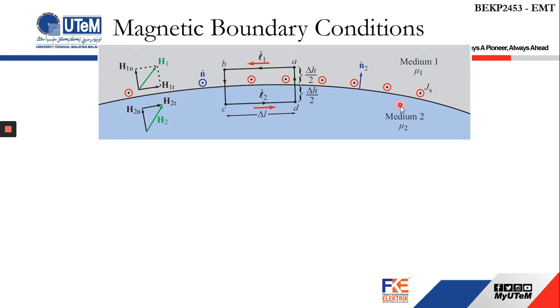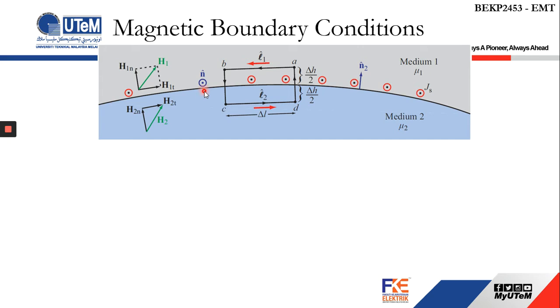And on the surface, you can see the red circles here. The red circles represent the surface charge density that exists for boundaries where we have perfect conductors. Okay, because it's a dot in the middle, the direction is going out of the page. So the direction is headed towards the viewer.